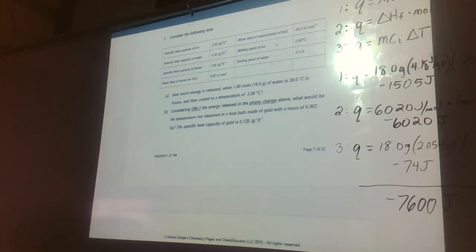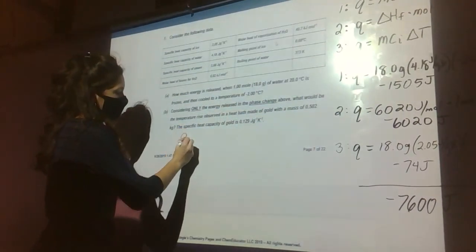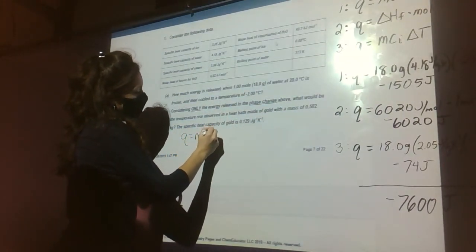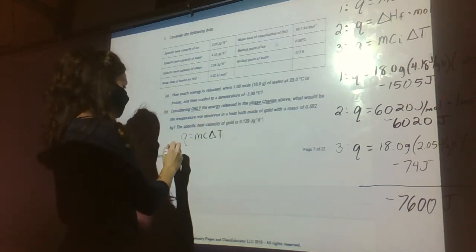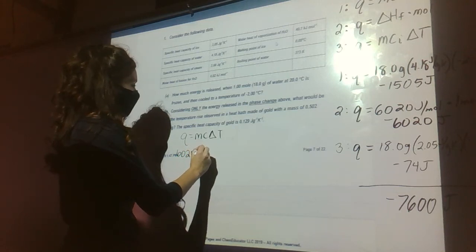Part B. Considering only the energy released in the phase change above, what would be the temperature rise observed in a heat bath made of gold with a mass of 0.502 kilograms? The specific heat capacity of gold is 0.129 joules per gram Kelvin. So here, this is our energy. So Q equals MC delta T. 6,020 joules goes into the gold bath.